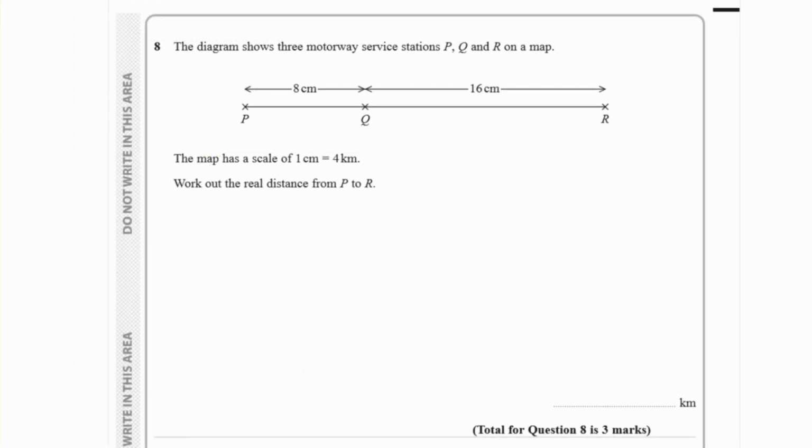Question 8. The diagram shows 3 motorway service stations, P, Q, and R on a map. The map has a scale of 1 centimeter is equal to 4 kilometers. Work out the real distance from P to R. So in order to do that, we first need to work out the map distance from P to R, and we can see that from P to Q, it is 8 centimeters on the map, and from Q to R, it's 16. So in order to find P all the way up to R, we would have to add the 8 centimeters and the 16 centimeters, and that would give us 24 centimeters.